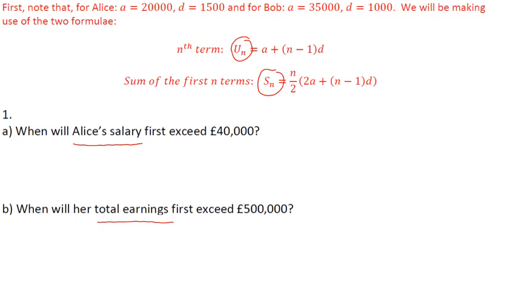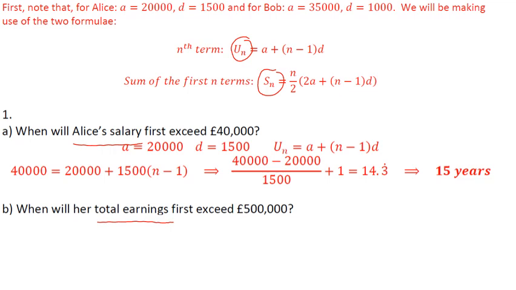21,500 will be the second term, her salary in the second year. So question 1A here is asking a question about UN. And we can set it up like this. If we know A and we know D and we know the UN formula, we could substitute the values in and ask the question, when do we get a value of 40,000?